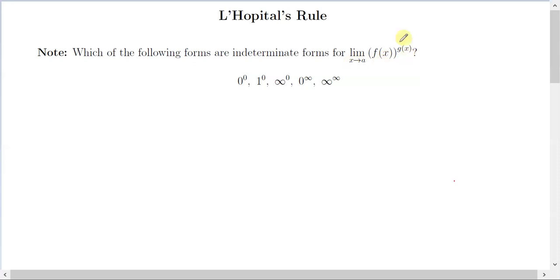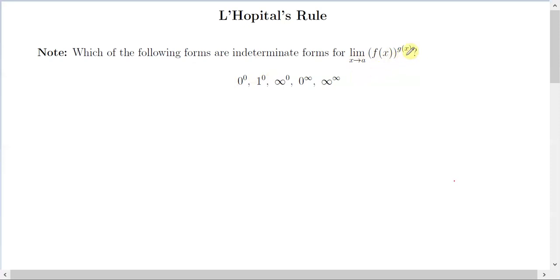Suppose we want to take the limit of some function in this form, where I have a function raised to a power, where the power is a function. And so this could lead to different types of forms. As x goes to a, I might get some sort of 0 here and 0 in the exponent, or 1 here and 0 in the exponent, and so forth. And I need to determine whether those are indeterminate or not.